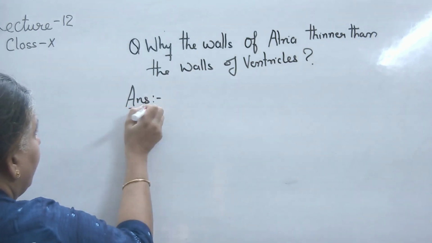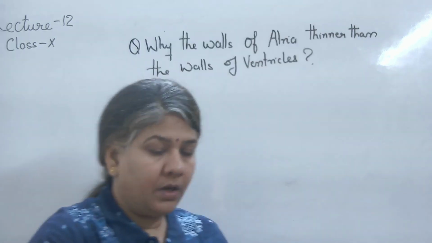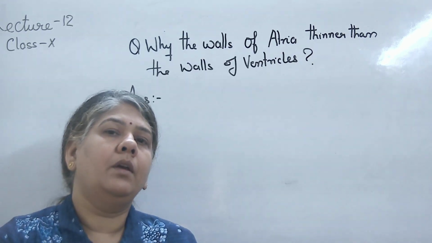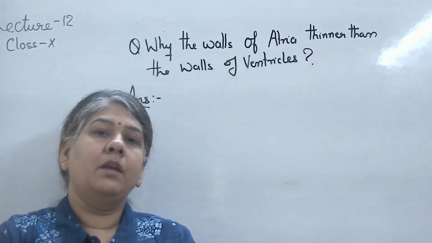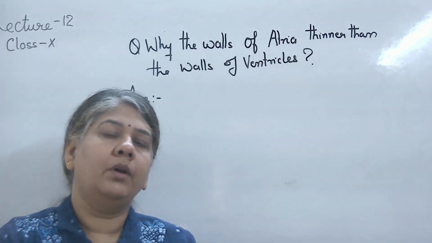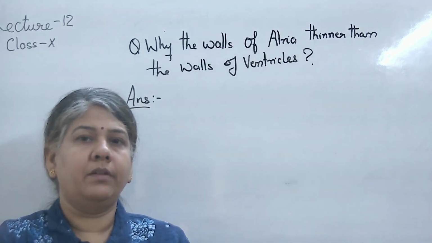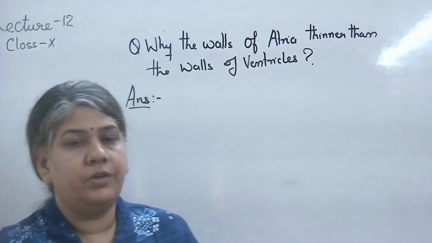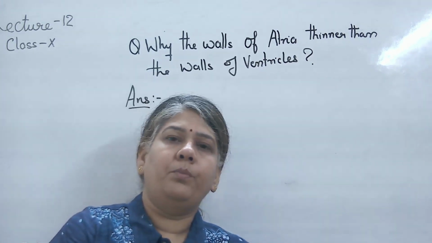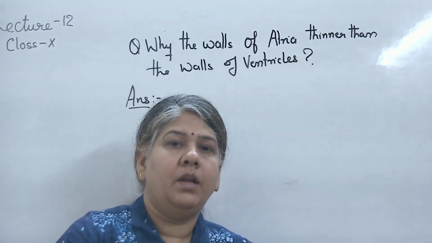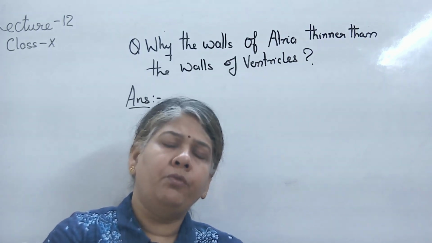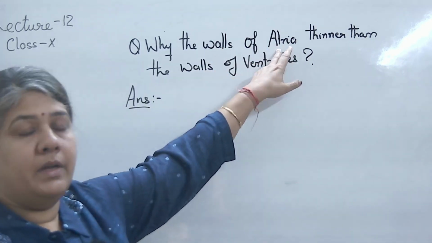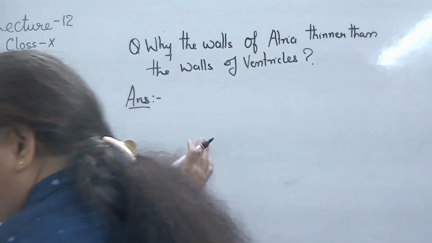So the answer will be, see, atria are the two receiving chambers, upper chambers of the heart. They just receive the blood and they pour the blood into the respective ventricle, which is very close by. That is, they are pushing the blood into the very next chamber. So they don't need to push blood away from the heart. They are pushing the blood a very short distance. Hence, the walls of the atria are thin. So you may write down the answer.